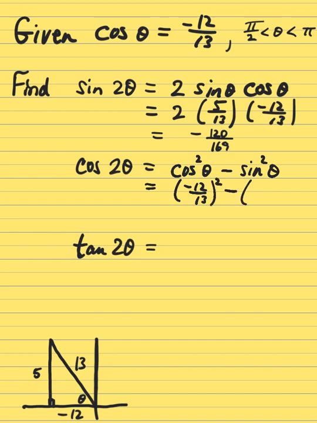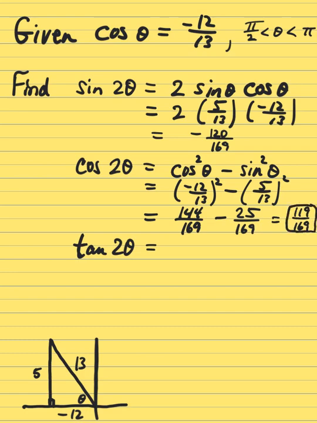Squared minus sine from the diagram was 5/13 squared. So that's 144 over 169 minus 25 over 169. And that is 119 over 169. I'm going to box that one in. That one tried to hide.